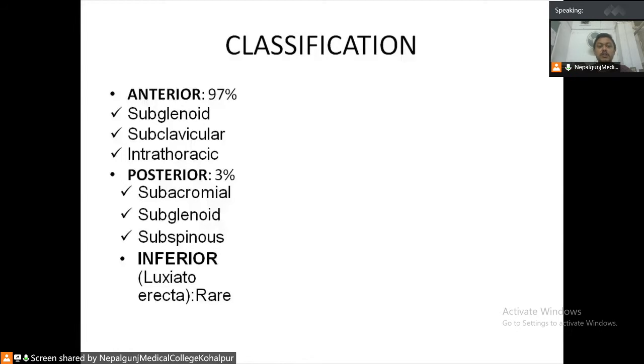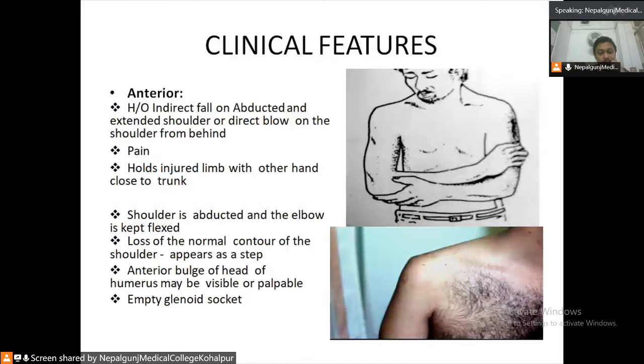Starting with the classification, the anterior dislocation can be subglenoid, just beneath the glenoid, subclavicular, or intrathoracic. The posterior dislocation is very rare, easily found in recurrent dislocation cases. It can be subacromial, subglenoid, or subspinous. The other one is the inferior dislocation, or luxatio erecta, a very rare variety, less than even 1% it is said in the literature.